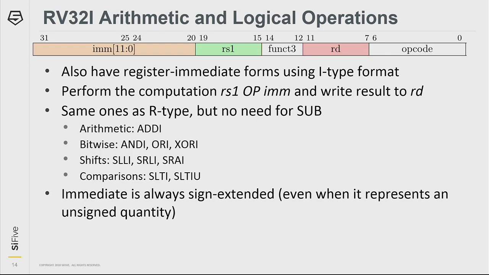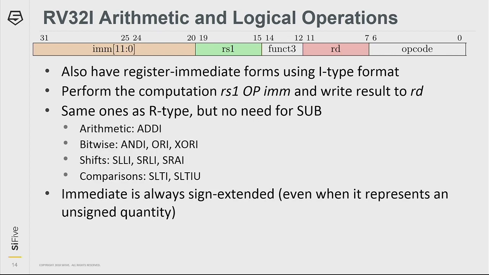To take advantage of that property, we also provide immediate variants of all those arithmetic operations, with the exception of subtract, because if you have add immediate, you don't really need subtract immediate. So there's 9 of these. They use the I-type format. What they do is they read the register RS1, add it to the immediate, or do whatever operation between that and the immediate, and write the result back to RD.